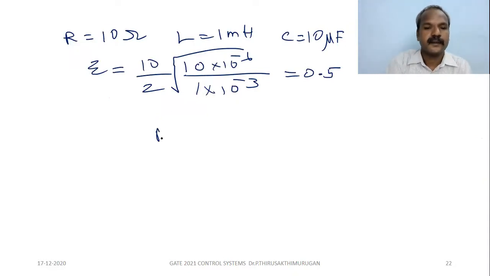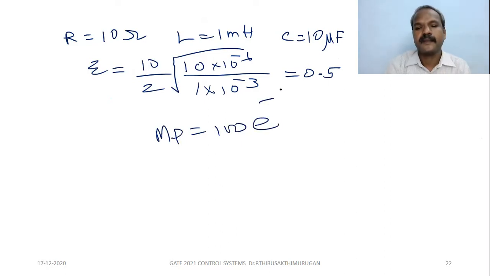So MP equal to 100 into e to the power minus zeta pi divided by square root of 1 minus zeta square. Understand?